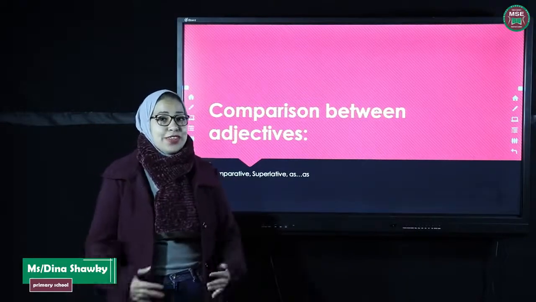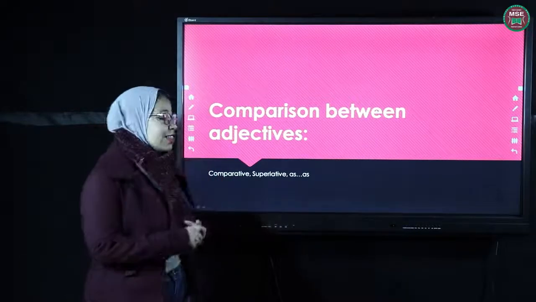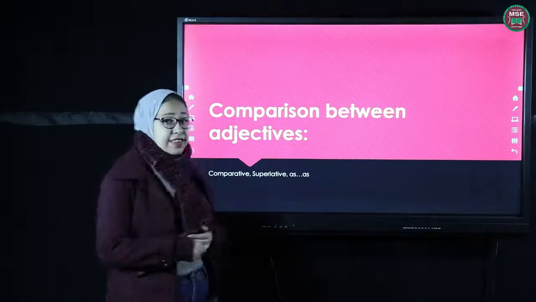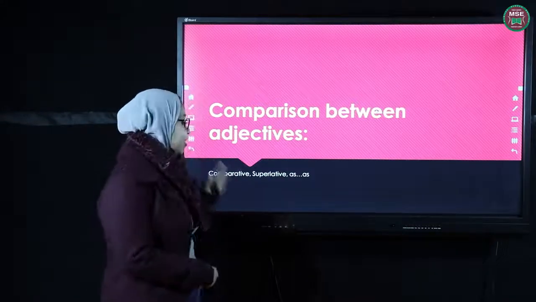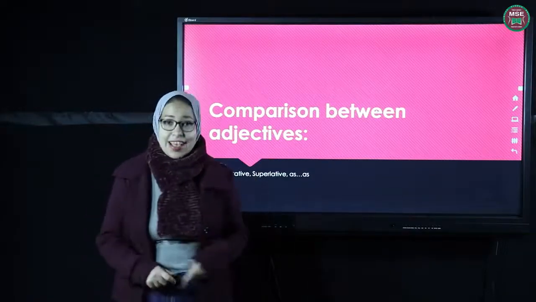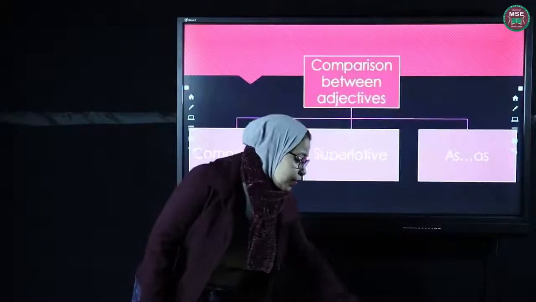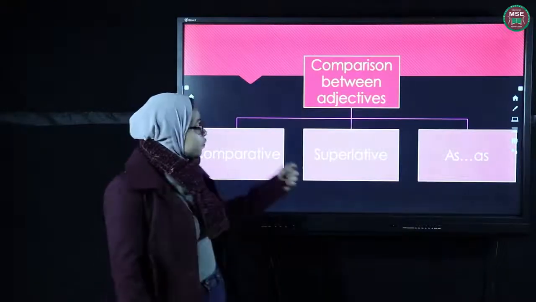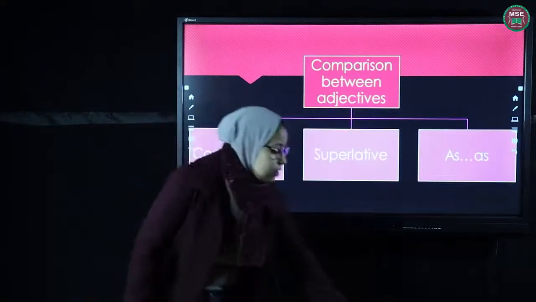And in this term, we're going to tackle new grammar lessons. The first of them is called the comparison between adjectives. In this video, we're going to tackle three forms of comparison between adjectives: comparative, superlative, and as. So let's start with the comparative. Like I said, comparative, superlative, and as.